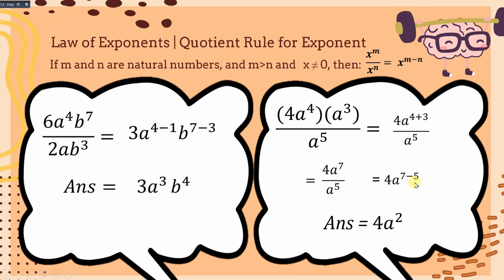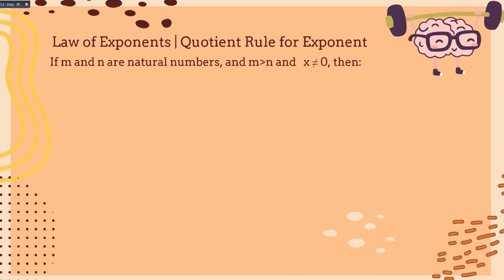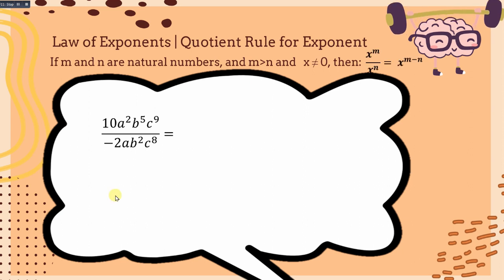Okay, for the next example, we have 10a squared b raised to 5 c raised to 9, divided by negative 2ab squared c raised to 8. So again, they do both have the same base. So just keep the base and subtract its exponent, and we simplify 10 divided by negative 2. So the answer must be negative 5a b cubed c. Remember, we don't need to write 1 if the exponent is 1. So that is the final answer.